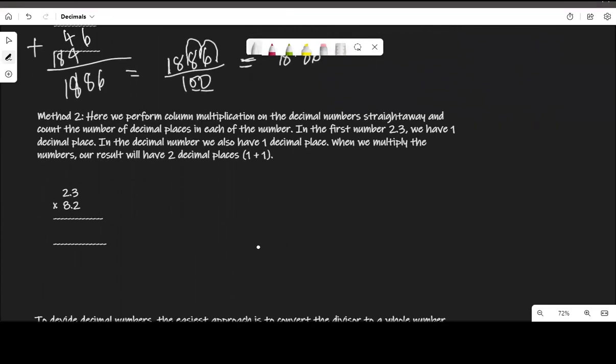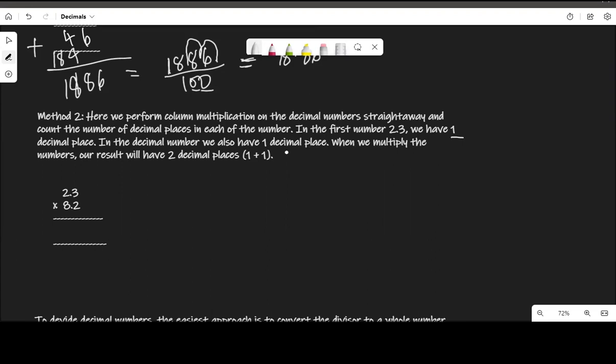Another approach is to multiply the decimal numbers right away and then shift your decimal point accordingly. What do I mean? You see here we perform column multiplication on the decimal numbers straight away and count the number of decimal places in each of the numbers. In the first number, 2.3, we have one decimal place.